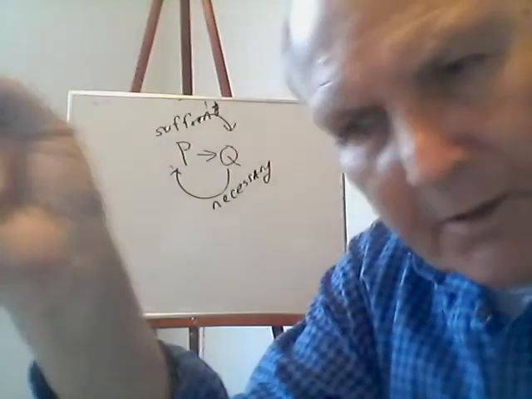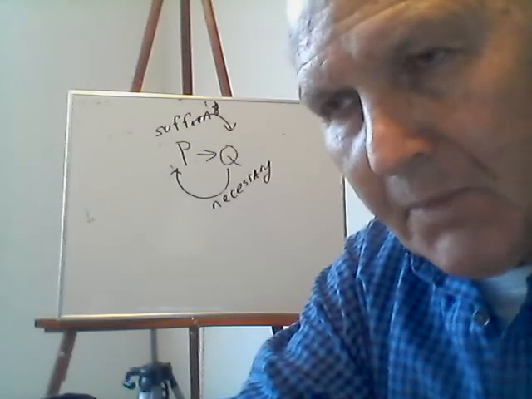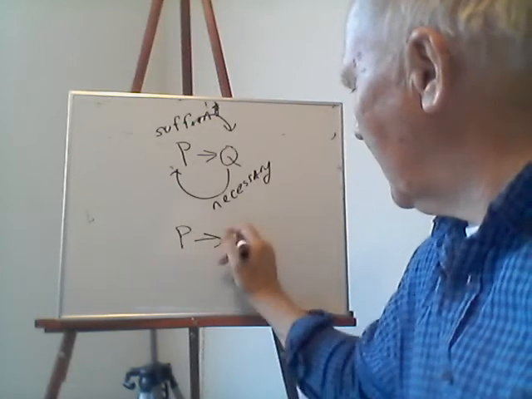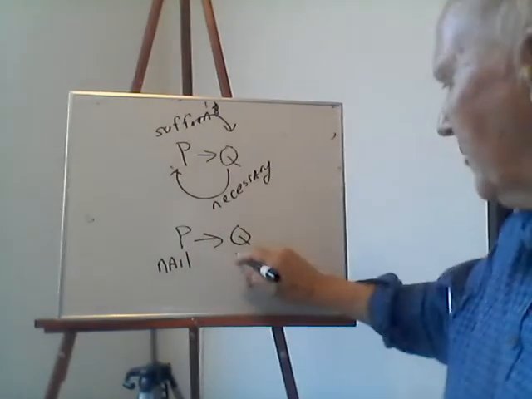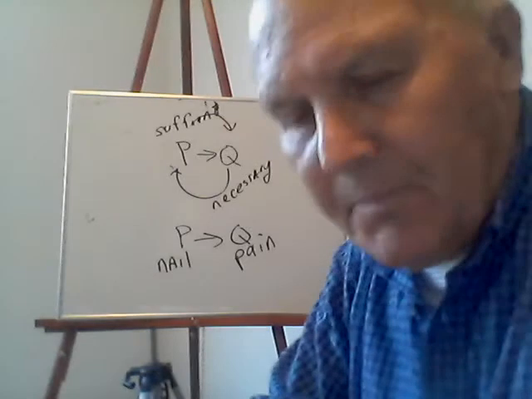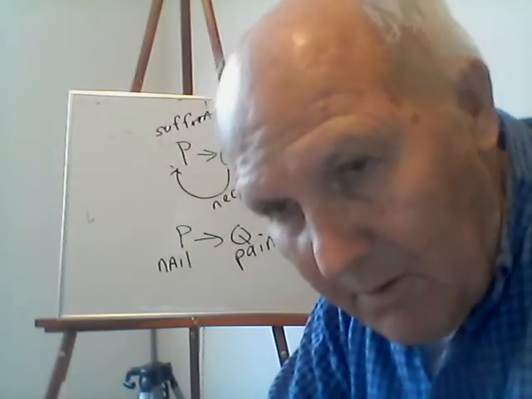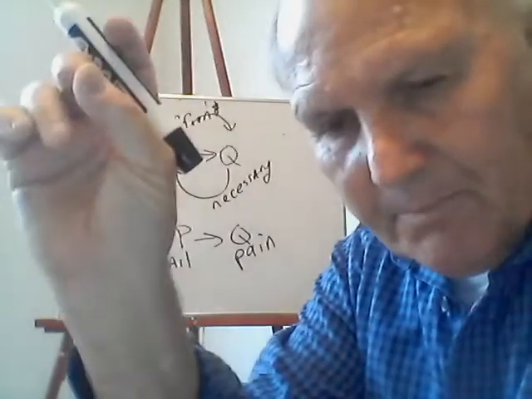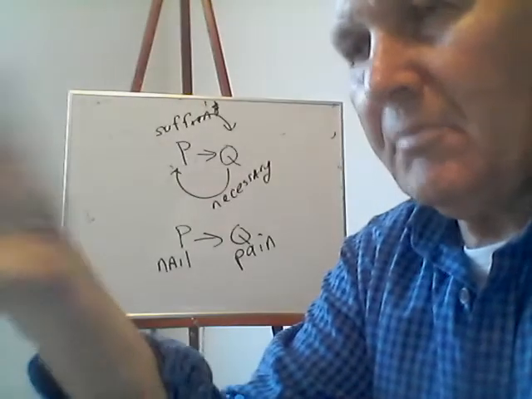Take stepping on a nail. Stepping on a nail is sufficient for feeling pain, because if P, then Q: if you step on a nail, then you feel pain. On the other hand, stepping on a nail is not a necessary condition for feeling pain, because you can feel pain in other ways.